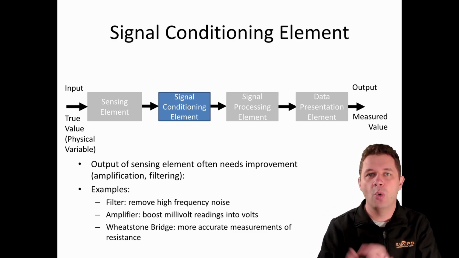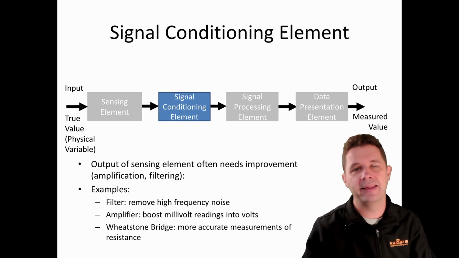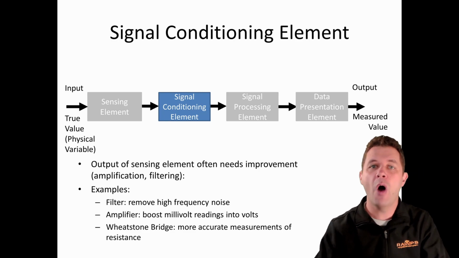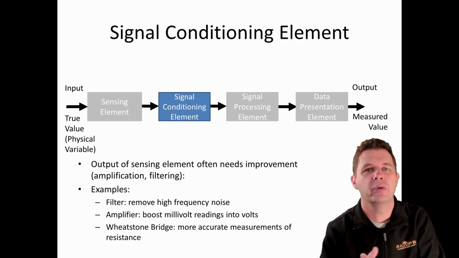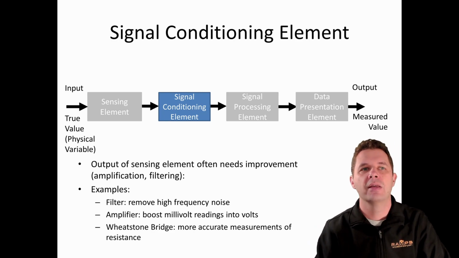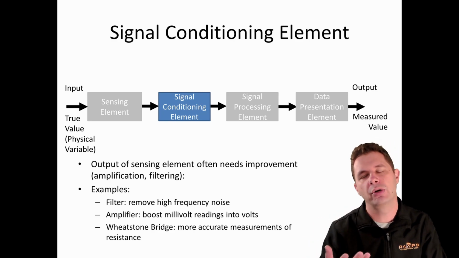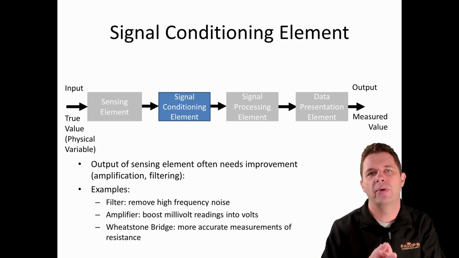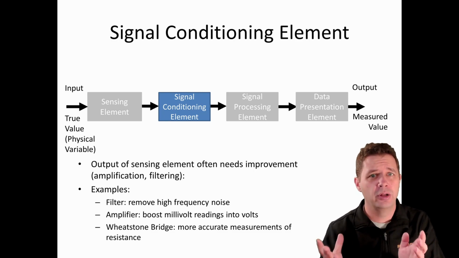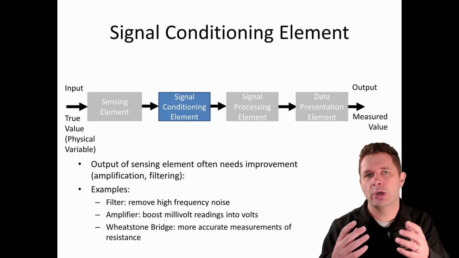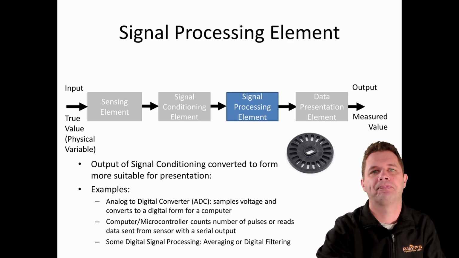Maybe there's a certain noise associated with that sensor. Now, next week we'll be discussing noise in detail. But maybe we've got some high frequency noise or some low frequency noise, and we have some filtering elements to filter some of that out. So there's some examples there about filtering, amplification, or maybe using a bridge like a Wheatstone bridge, which isn't a new technology, like these are 200 years old, to allow us to measure resistance to a very fine degree.